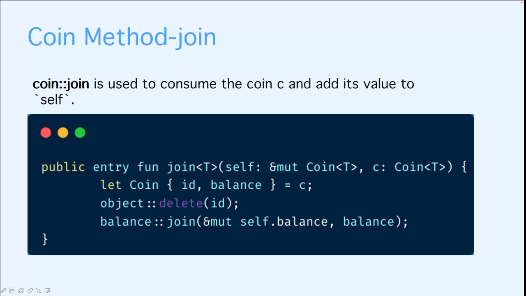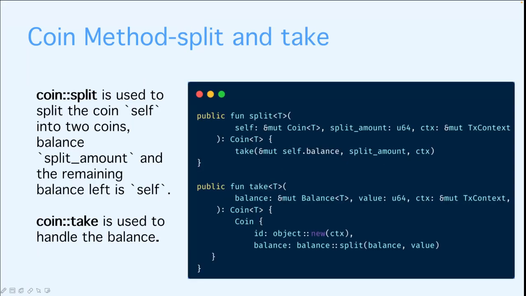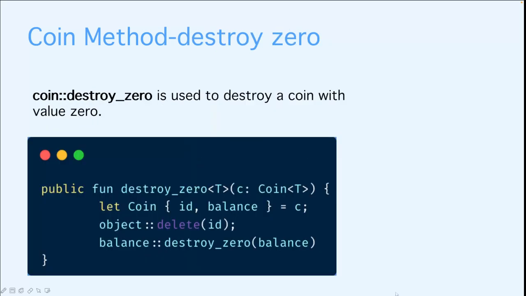Coin join is used to consume the coin C and add its value to self, as you can see here. So if you have two coins with value, you can join them into one coin. Here are the split and take methods, the opposite of join, which can be used to split a coin into two. Coin split is used to split the coin self into two coins, which are the split amount and also self. So the remaining balance left is just self. And coin take is used to handle the balance. And coin destroy zero is used to destroy a coin with value zero.